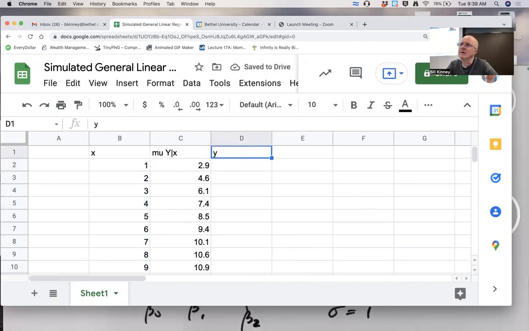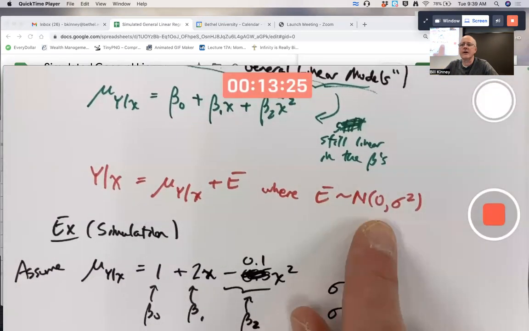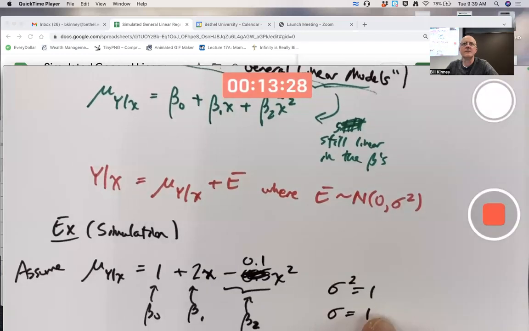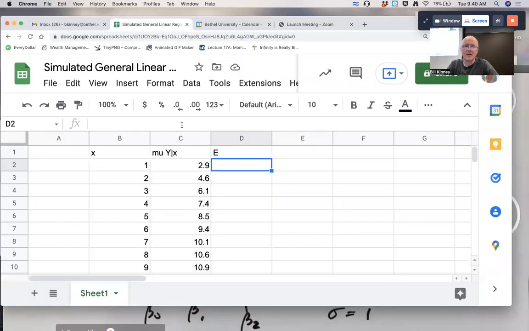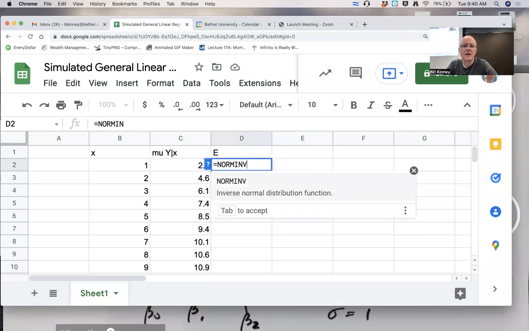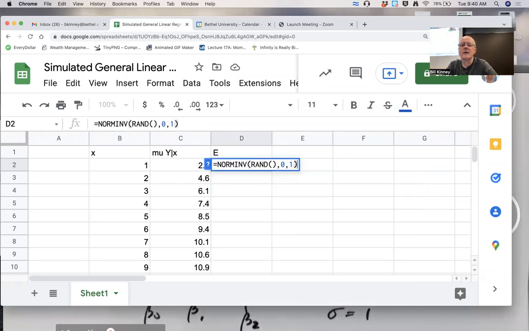Well, okay, we should do e values first. Those random errors. E is normally distributed with a mean of 0 and a variance of sigma squared, where I'm assuming sigma squared is 1. Standard normal. We've done this before. Could do equals NORM.INV(RAND(), 0, 1). Right, RAND will pick numbers between 0 and 1 with uniform probability, according to a continuous uniform distribution.